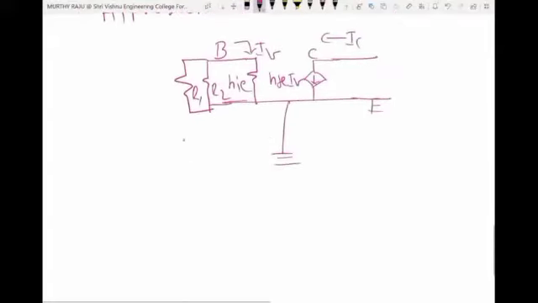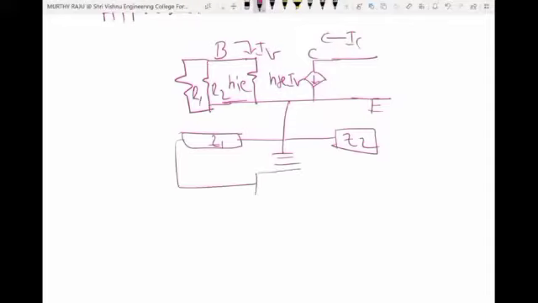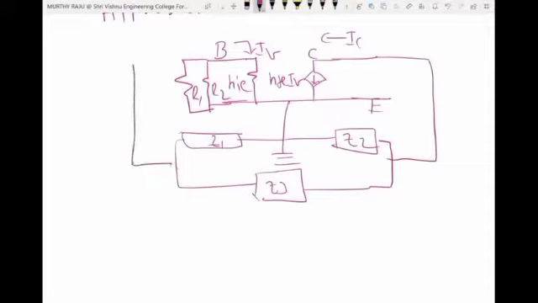Next, the tank circuit. Z1 is connected to ground. Z2 is connected to ground. Here Z3. The output of the collector is connected as input to the feedback network. The output of the feedback network is connected as input to the amplifier circuit.